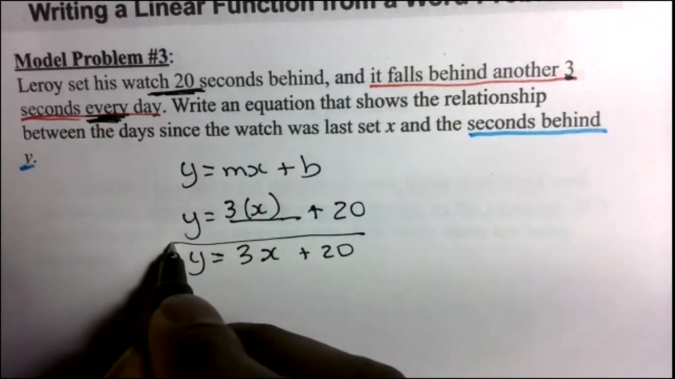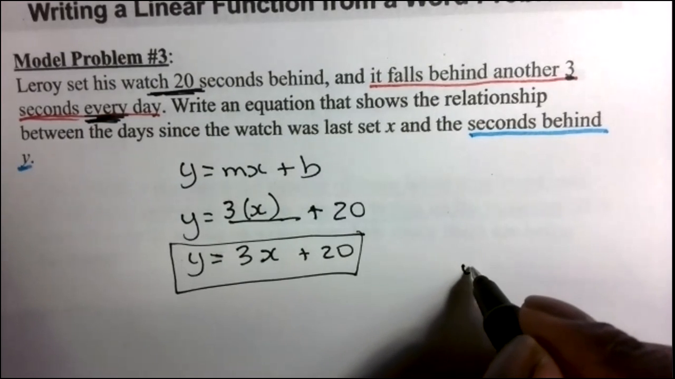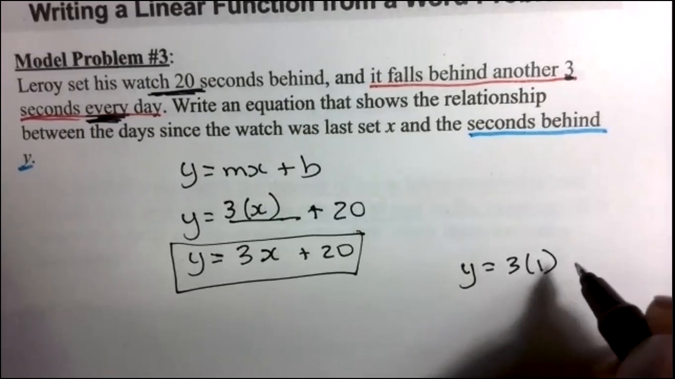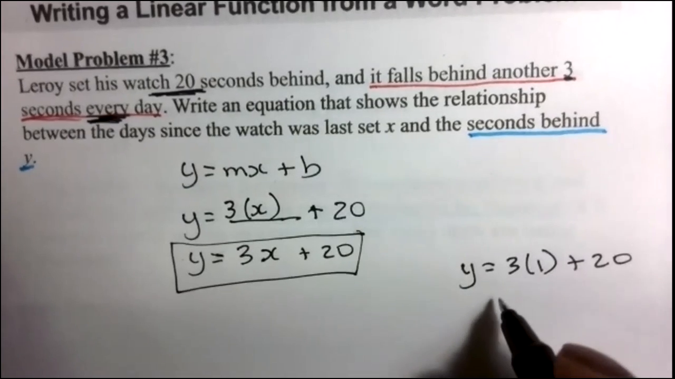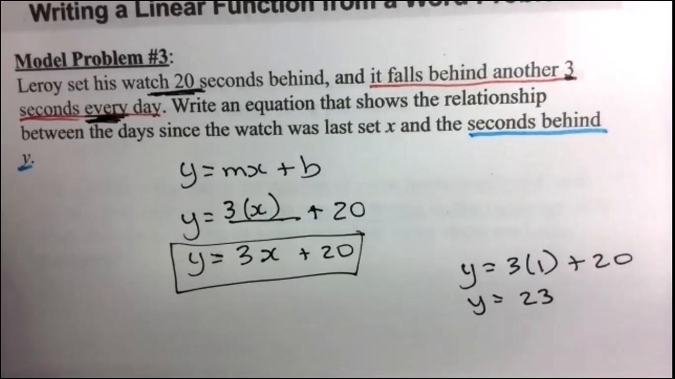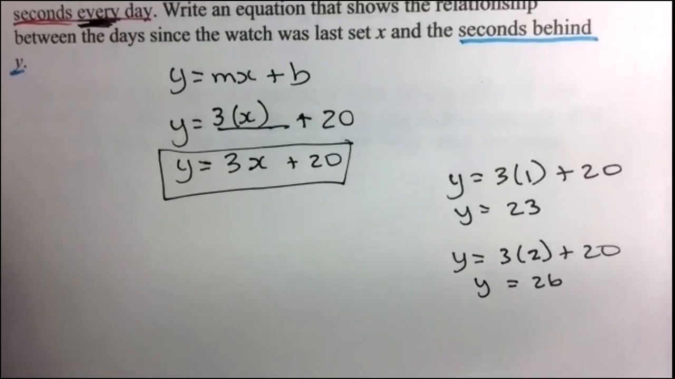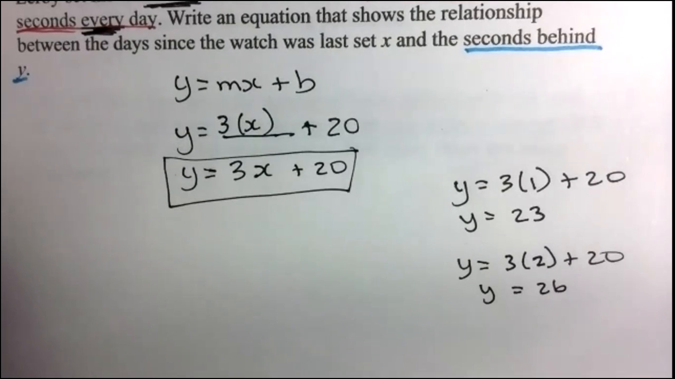That's my equation there. And as we can see, we can say, what if it was 1 additional day? 1 day behind. So each day is going to be 3. So it's 3 times 1 day plus the 20 seconds behind already. So that makes it 23 seconds behind. And I could do the same thing. What if it was 2 days? Y equals 3 seconds for every day, but it's 2 days, plus 20. So y would be equal to 26 seconds behind. All right. So that's all it is. And this goes on and on and on.